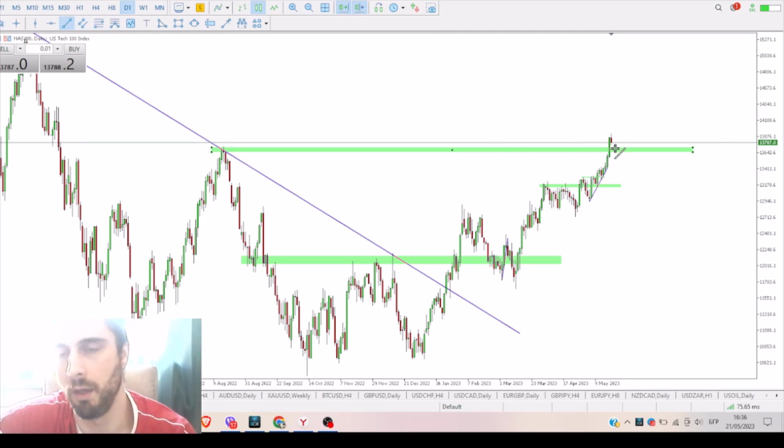If we go back inside or below this resistance, we can continue all the way back to these previous highs, and that would be the next support for our chart, this area right here.